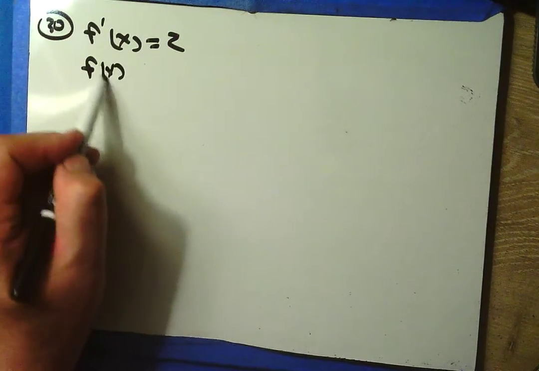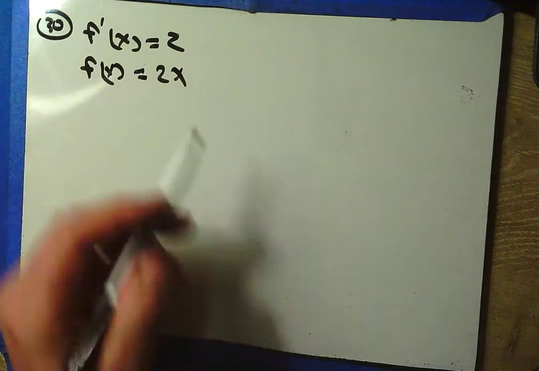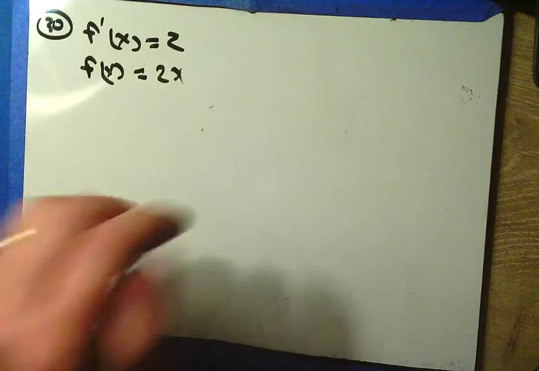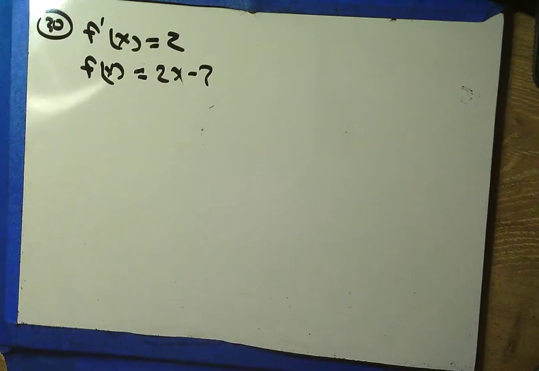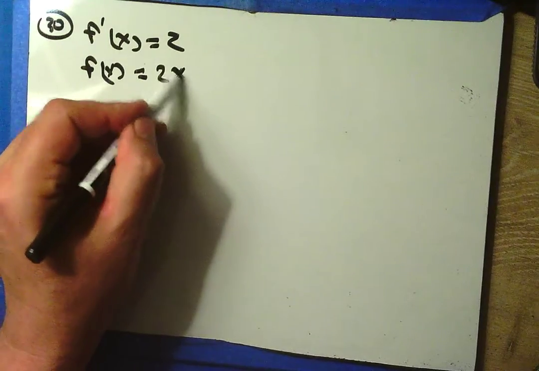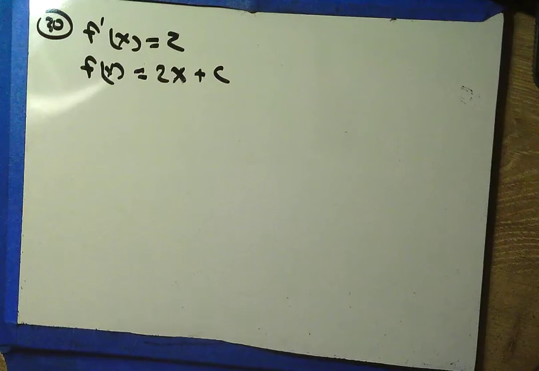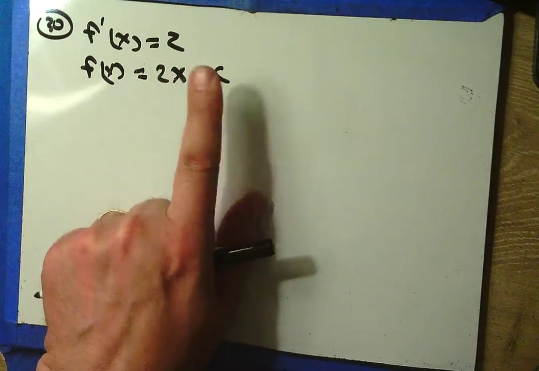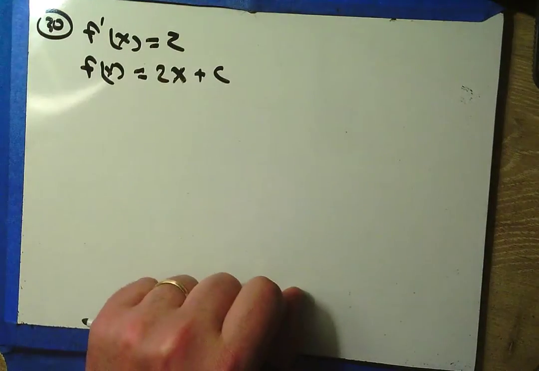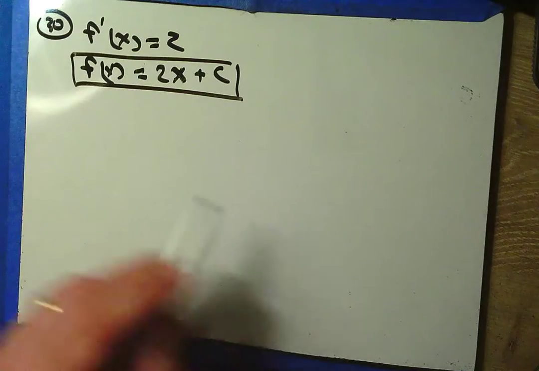Well, whose derivative is this? That's the derivative of 2x. Oh, but wait a minute. Couldn't it be the derivative of 2x plus 5 also? Couldn't it be the derivative of 2x minus 7 also? So whenever we go backwards, not only this, but plus c. That plus c allows for us to take the derivative of the constant and get a 0. So remember, when you go backwards, always add the plus c.